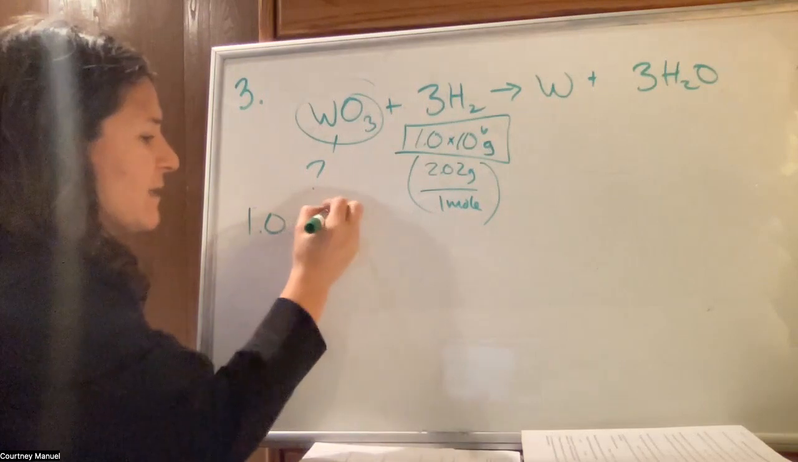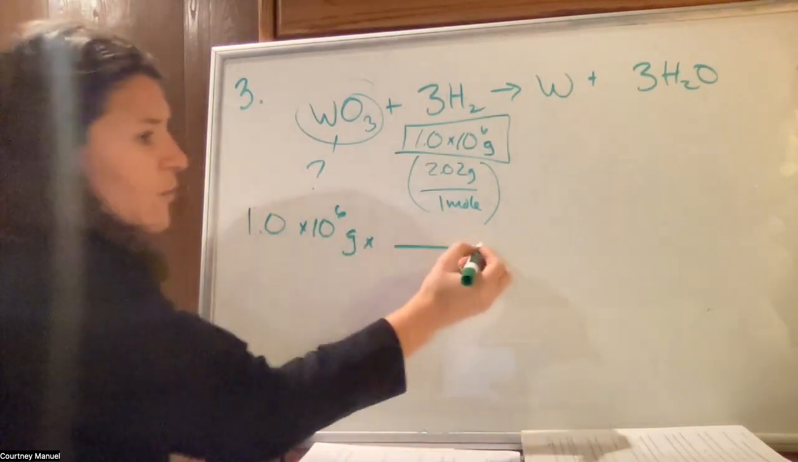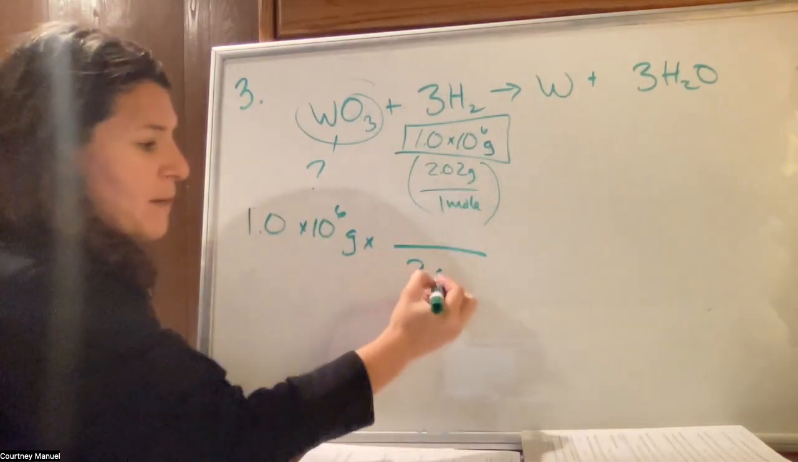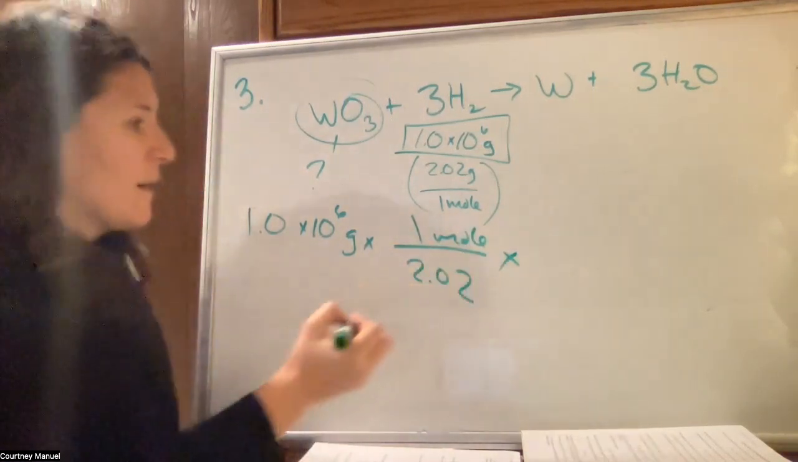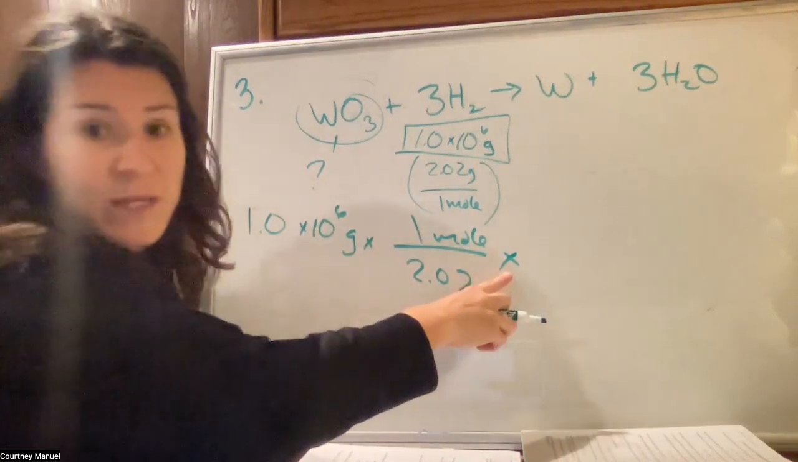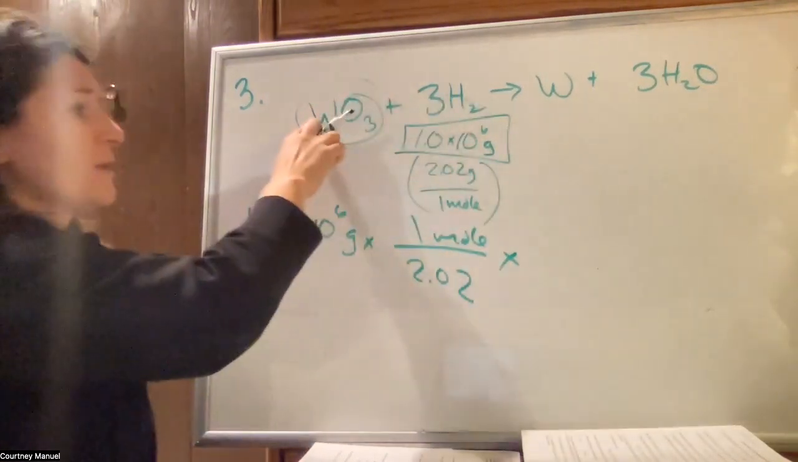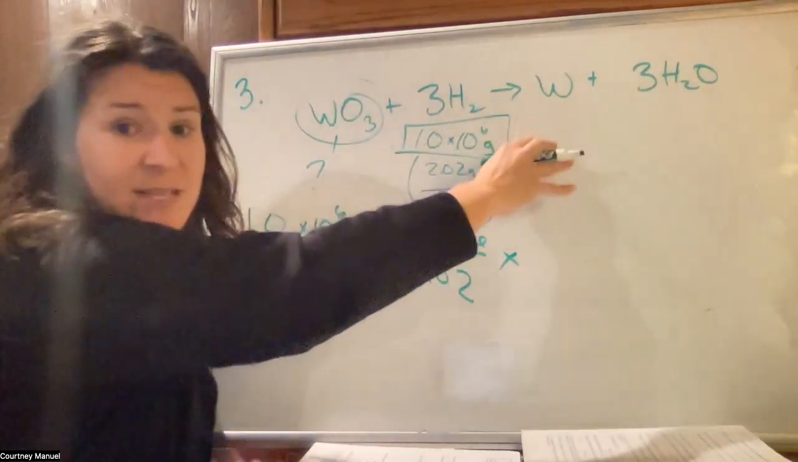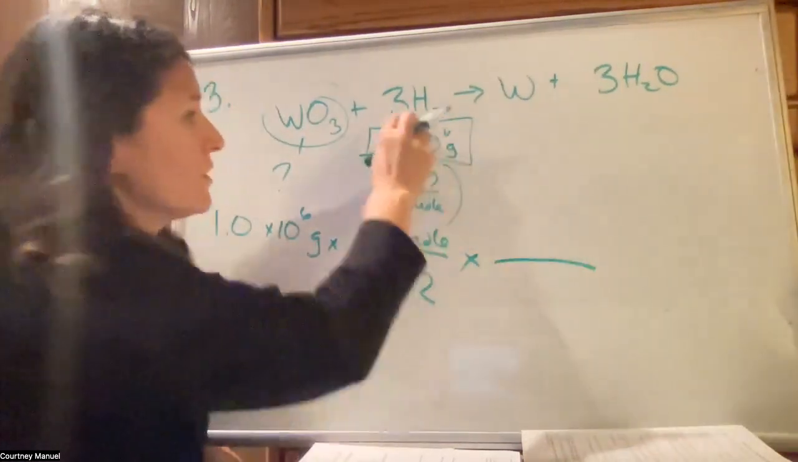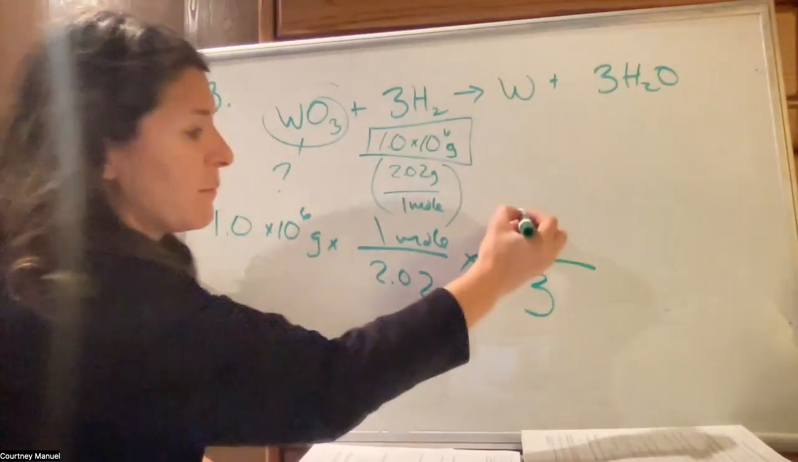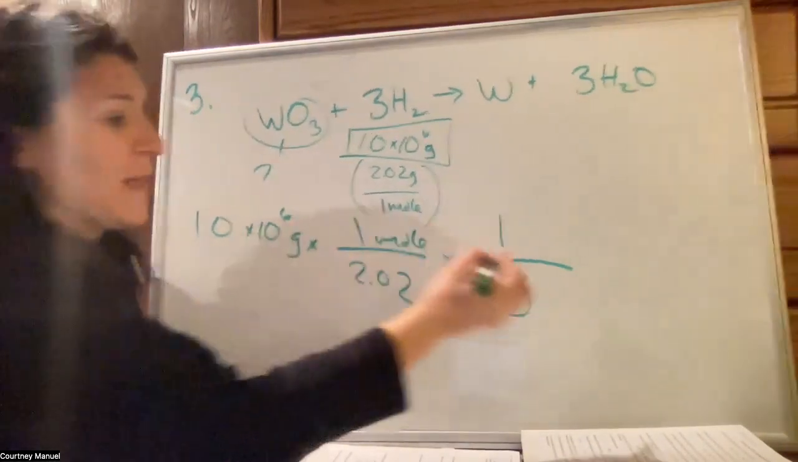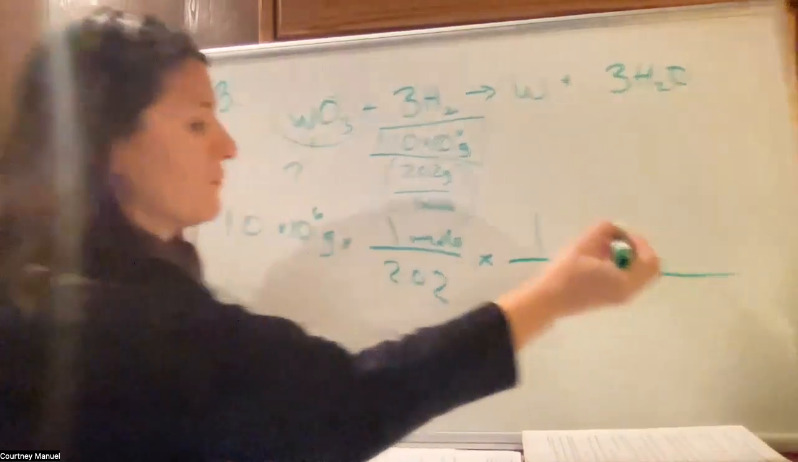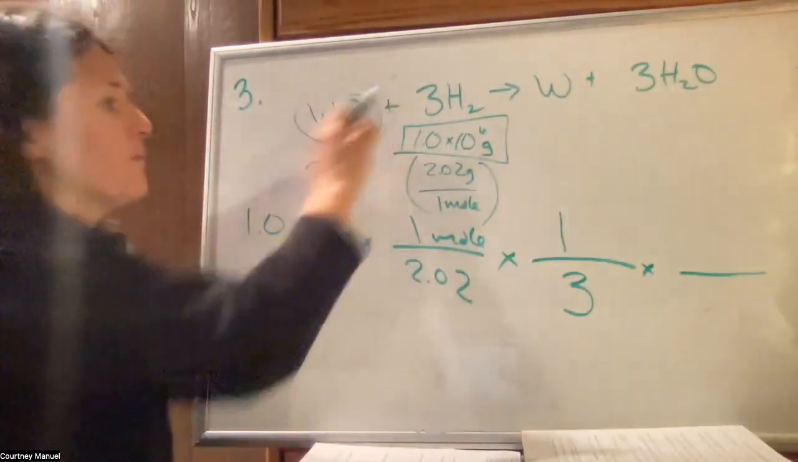1.0 times 10 to the 6th. This is grams. So we're going to multiply it. We need to put grams on the bottom here and moles on the top. And then we use our stoichiometry. We use our relationship between these two, which is actually the same as hydrogen to tungsten, which is 3 of the hydrogens on the bottom and 1 of our WO3 on top. That's pretty good. And now we're going to multiply it over here because this is in moles of WO3.